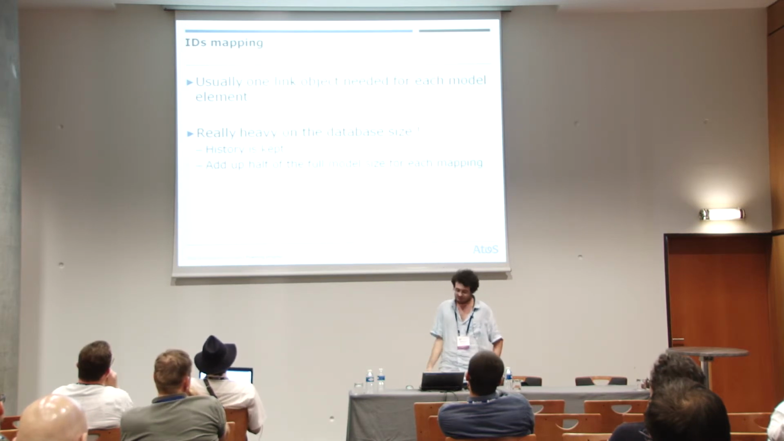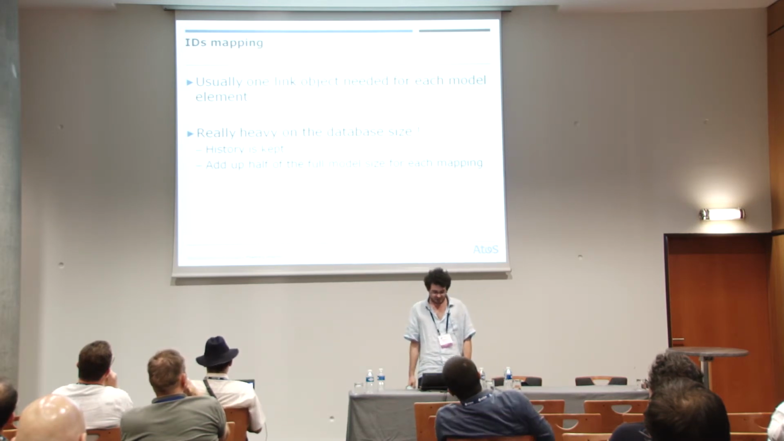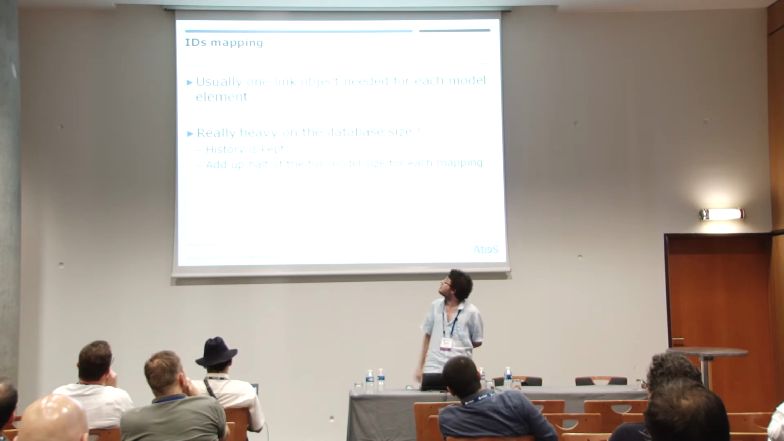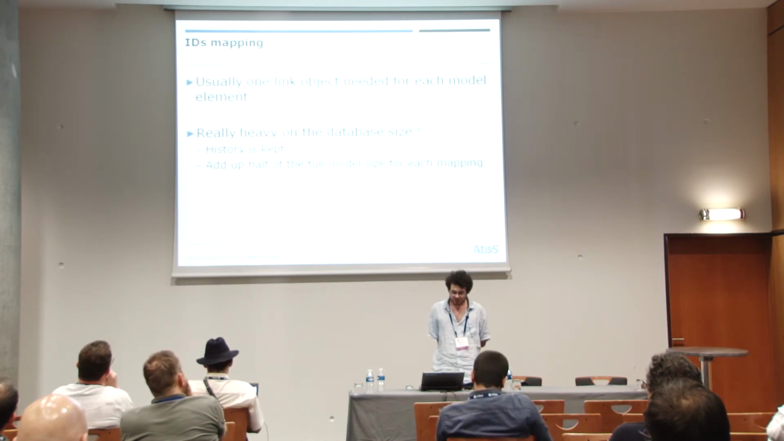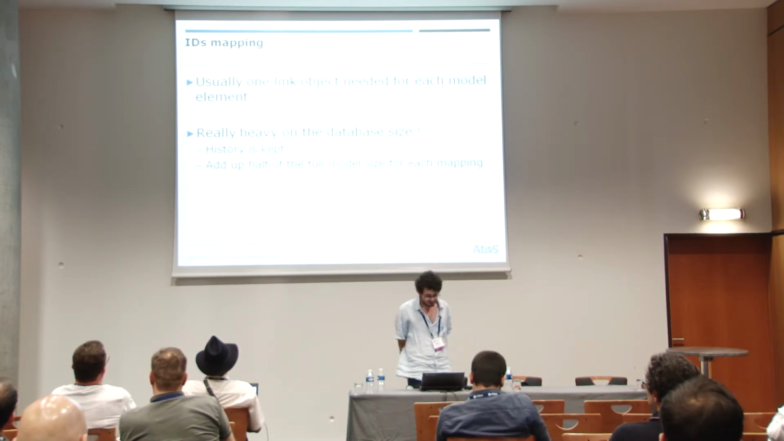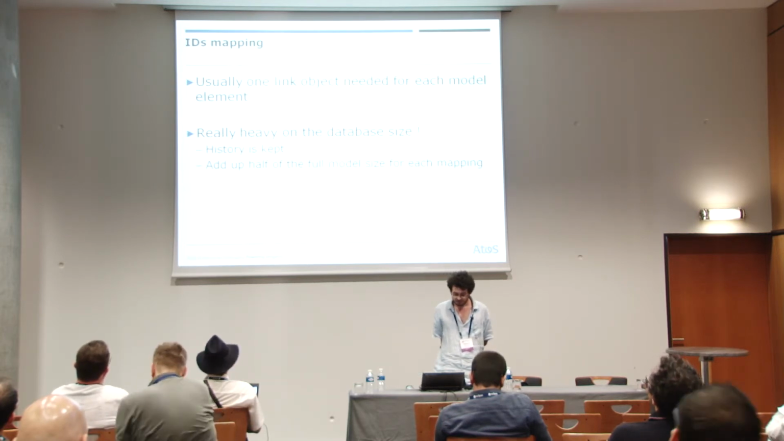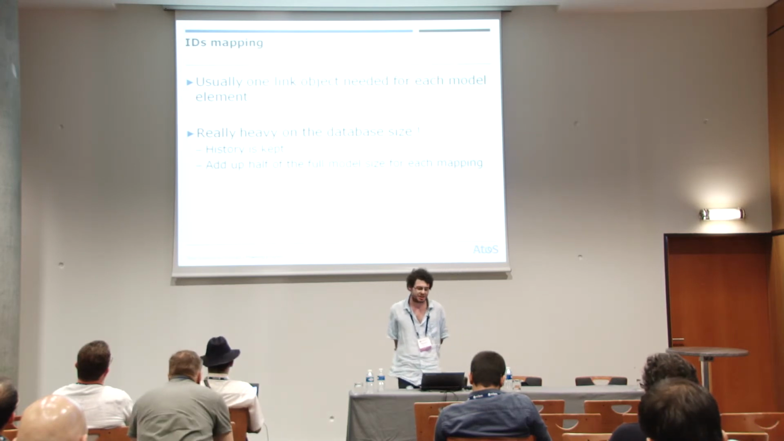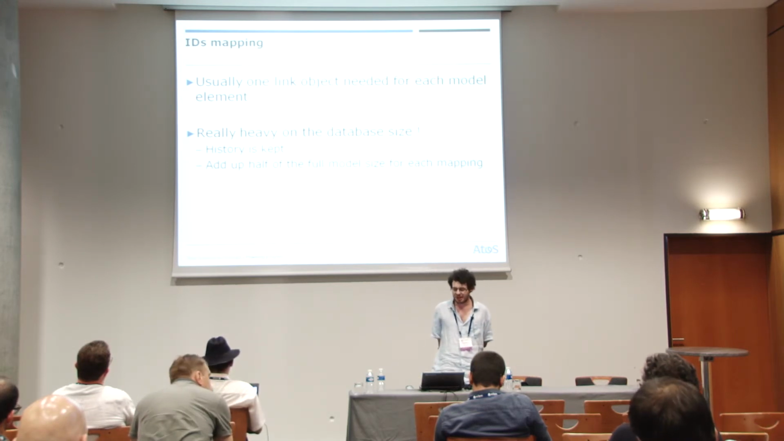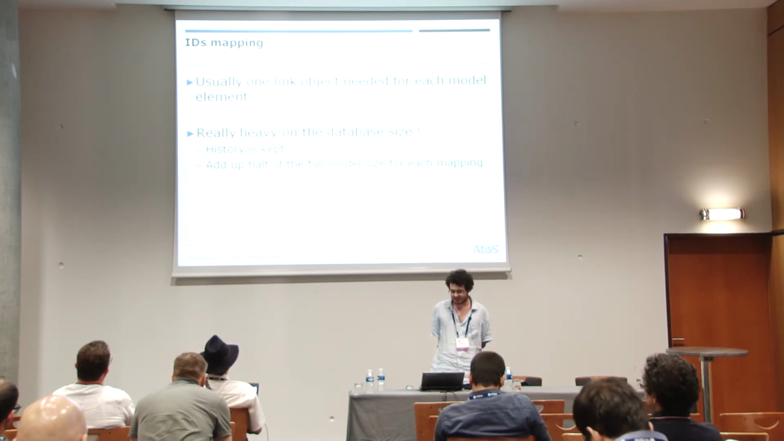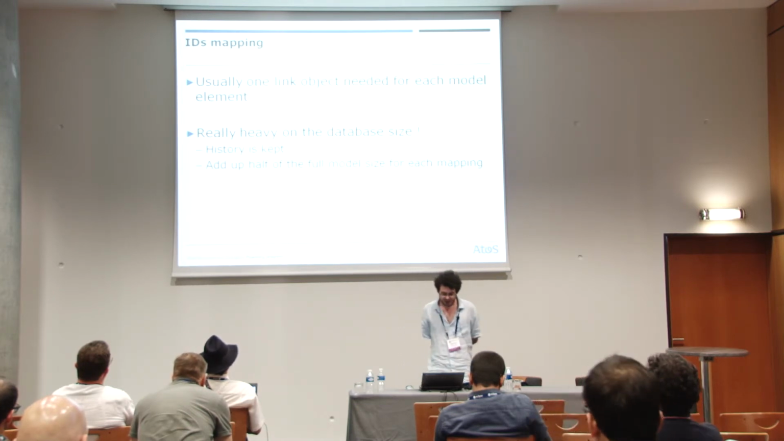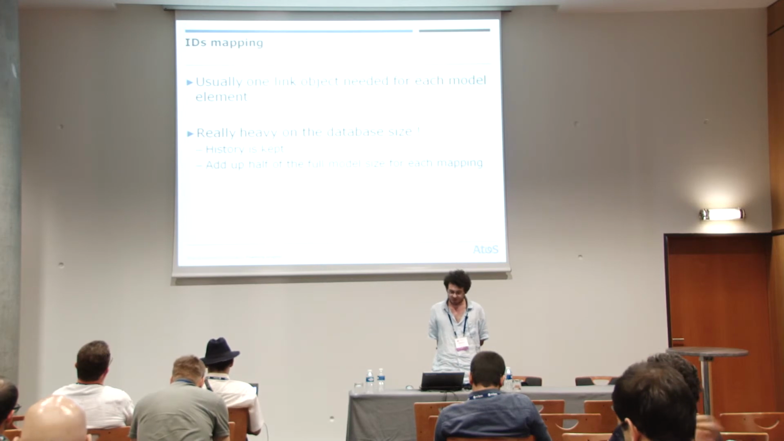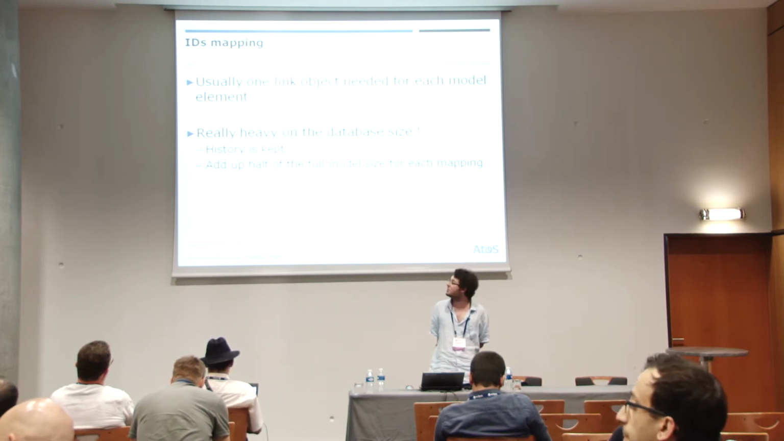So that was a problem for memory, but we also faced another problem, which is that I create one link object for each model element. This is also quite heavy on the database. Since unique IDs are quite heavy, it nearly doubles, or at least adds up half of the model size each time I create a mapping. Since the history is kept, it grows quite quickly.